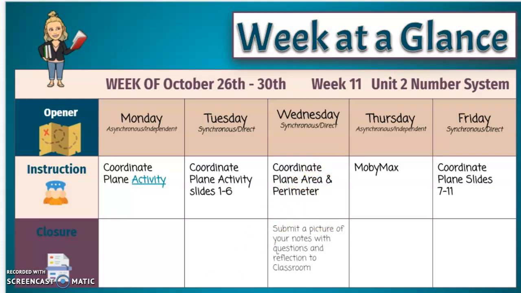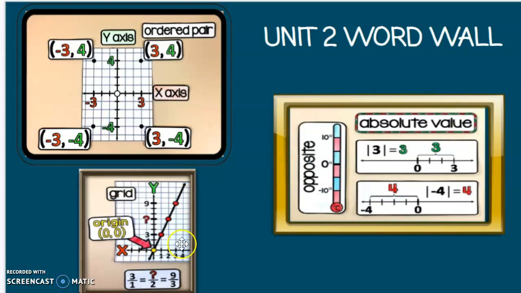So I just want to walk you through this really quick. Here is our word wall for this unit. It's helpful if you need to review anything. It's a nice visual about absolute value, a visual about opposites on a thermometer. Sorry, here is a coordinate plane. And then here's just another little thing talking about grids and origins. Don't worry about the ratio part. We'll be learning that later in the year.